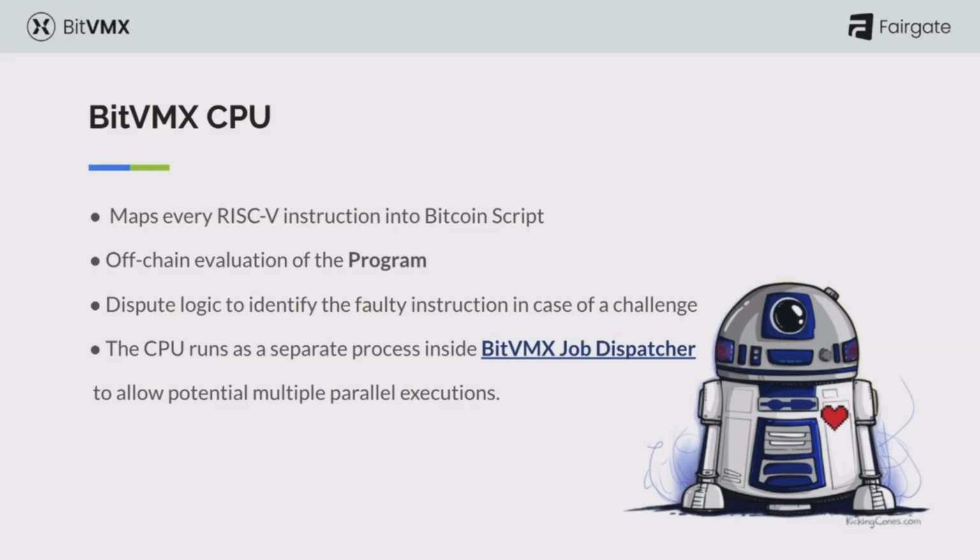Now, in the heart of all, we got the BitBMX CPU. This is one of the most important parts of BitBMX, as it's the one that will run the program. It maps every RISC-V instruction into a Bitcoin script. This is also demanding because Bitcoin script does not implement all opcodes, so a lot of work and conversions need to be done in order to do this. Why do we need to map every single instruction? Because in case of dispute, we need to prove which instruction was not correct if somebody is tampering with it.